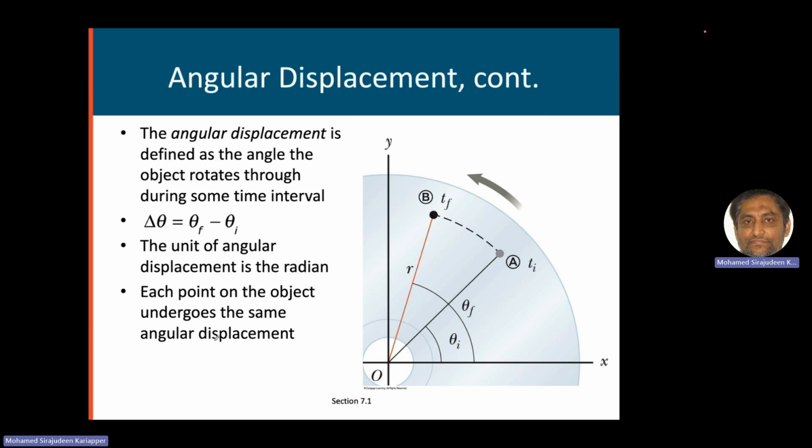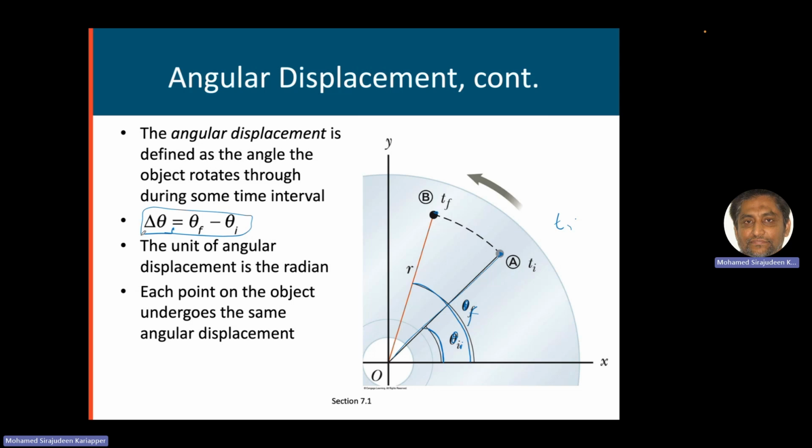So let's say at certain time t initial, the point A is here and its angular position is theta initial. Later this moves and comes to this point, then its angular position has changed to theta final. Then we say the angular displacement is equal to theta final minus theta initial. Like delta x is x final minus x initial. Here angular displacement will be final angular position minus initial angular position.